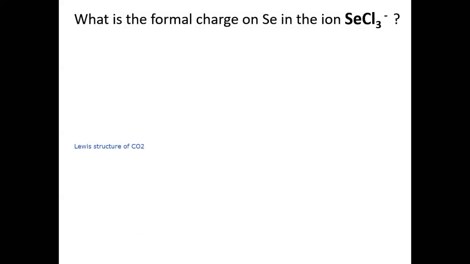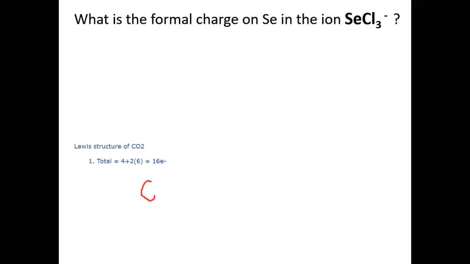So CO2, we've got to determine the total number of valence electrons. That's going to be 4 plus 2 times 6, equals 16 electrons. So now let's draw the skeletal structure of carbon dioxide. So we used some, and we have 12 electrons left.